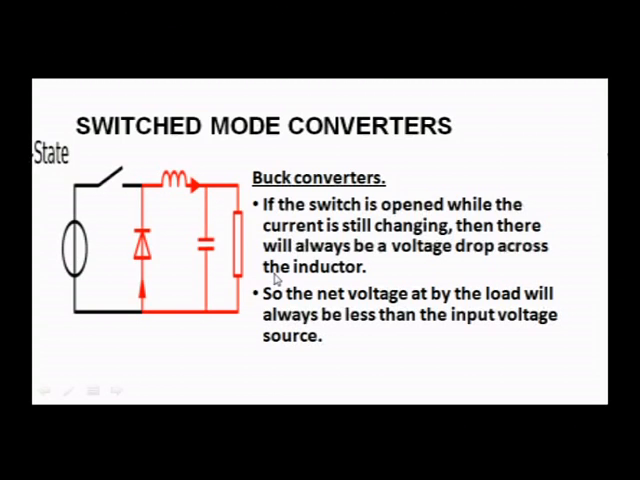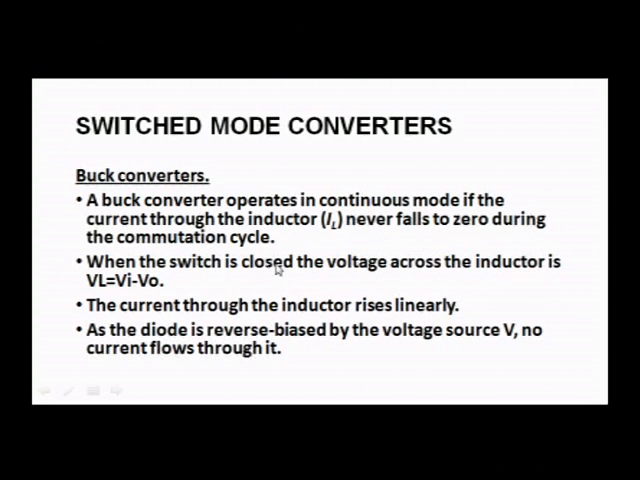Okay. So, that is how it works in the on and off state. A buck converter operates in continuous mode. Now, normally I operate these converters in continuous mode. What does continuous mode mean? It means the current through the inductor, IL, never falls to 0 during the commutation cycle.